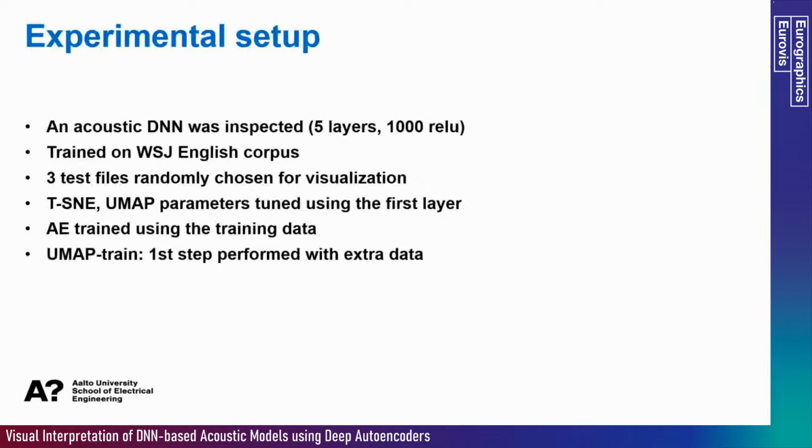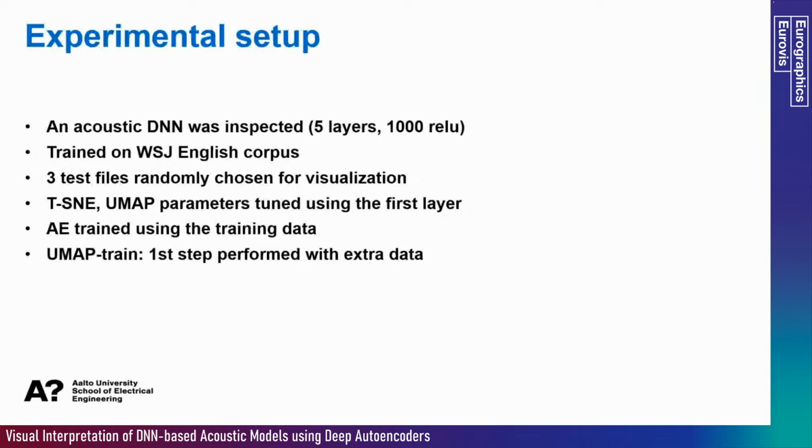In our experiments, we inspected an acoustic DNN that had 5 hidden layers, and each hidden layer contained 1,000 rectified linear units. This network structure is quite common and quite standard in acoustic modeling. This network was trained on the English Wall Street Journal corpus, and its goal was to recognize phonemes based on the spectral input. For inspection, we randomly selected three files from the test set, and these files were previously not seen by the acoustic DNN. Then, we saved the hidden vectors produced for these three files and transformed them for inspection.